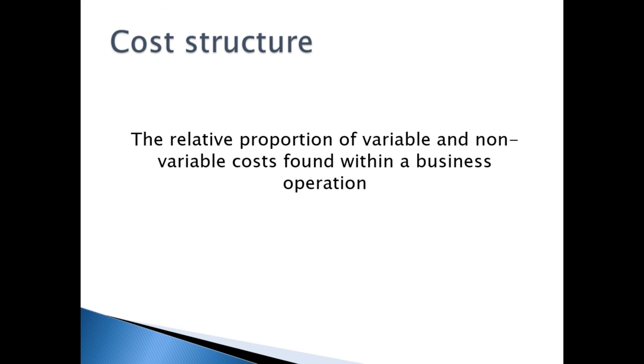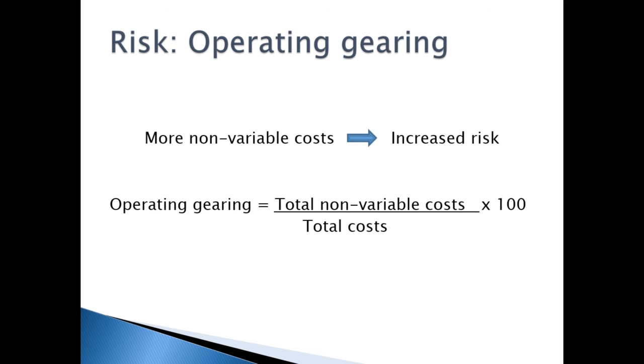The relative proportion of variable and non-variable costs found within a business operation is called the cost structure. Now, the higher the proportion of non-variable costs, the more risky the business is, because you have to keep paying the non-variable costs even if you're not busy. The amount of risk can be measured as the operating gearing, shown here, so the proportion of non-variable costs out of the total.